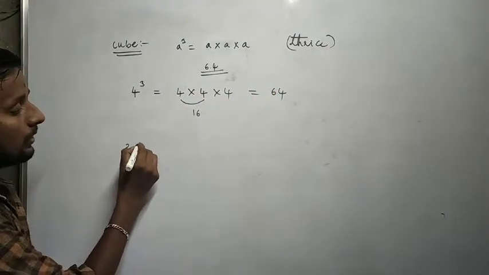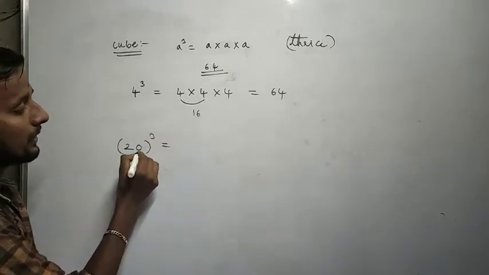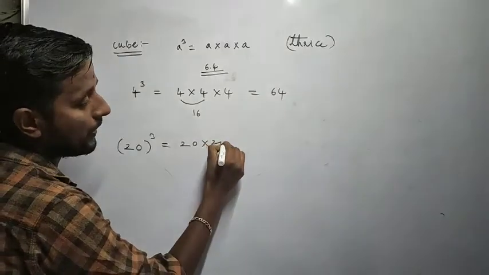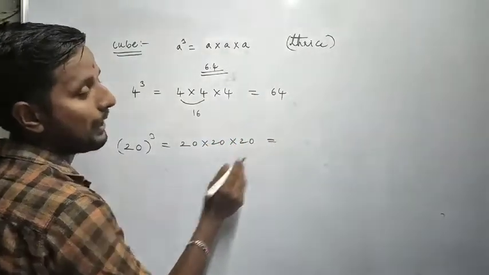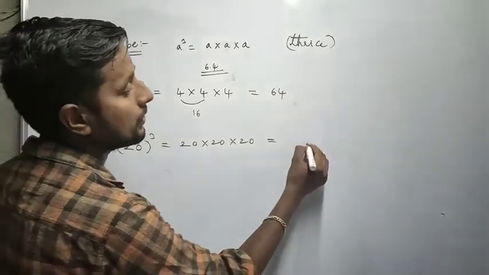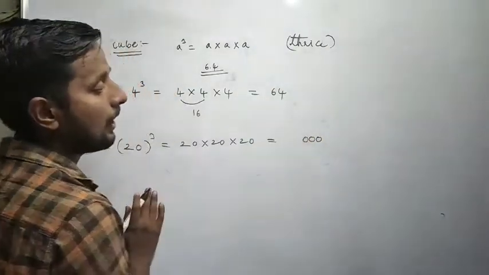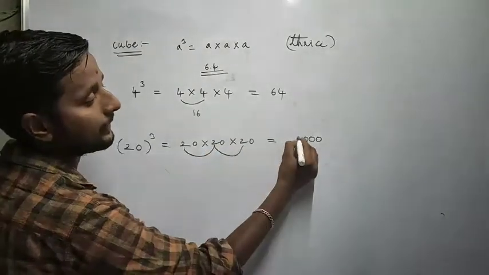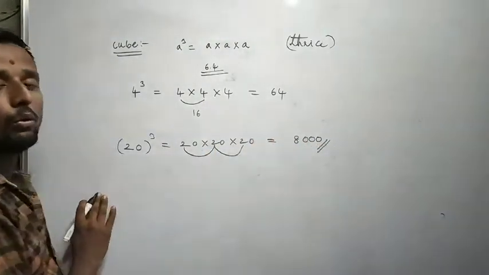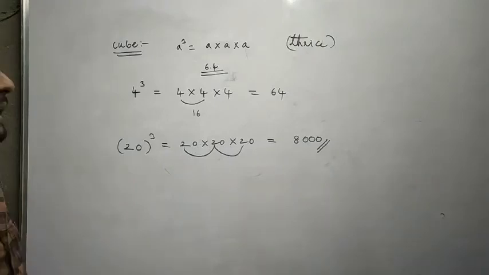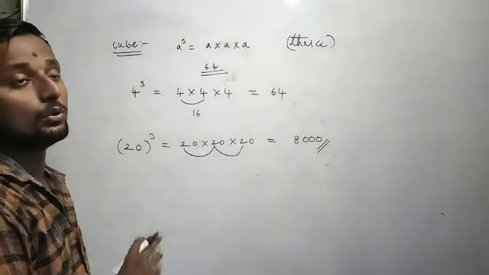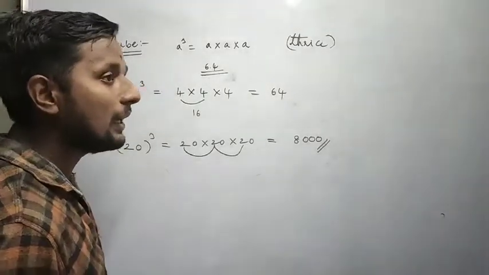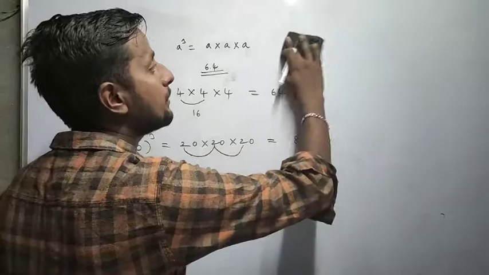So if you take the cube of any number with zeros, here what will we write? 20 into 20 into 20. My suggestion is, already we have 3 zeros, so let them write 3 zeros and multiply the whole numbers. 2 2s are 4, 4 2s are 8. So simply, 20 whole power cube is equal to 8000. 8000. So from this, what did you understand? Cube, in the sense you have to multiply the number 3 times, thrice.